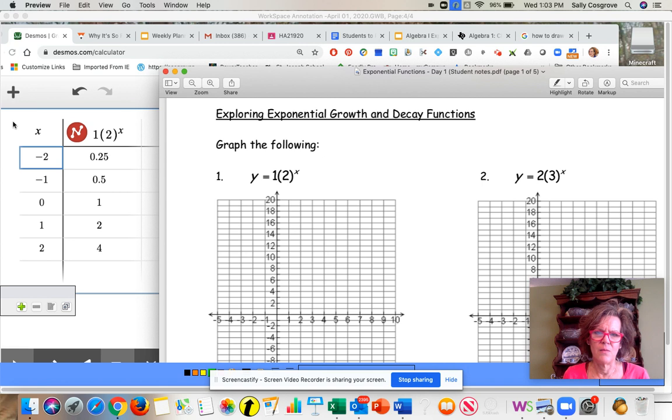And I can come right to my graph and very carefully, let's see, when x is negative 2, I'm just barely up at all, a quarter. And then when x is negative 1, it's a half. And then when x is 0, it's 1. When x is 1, it's 2. When x is 2, it's 4.